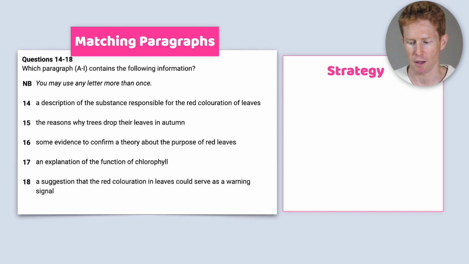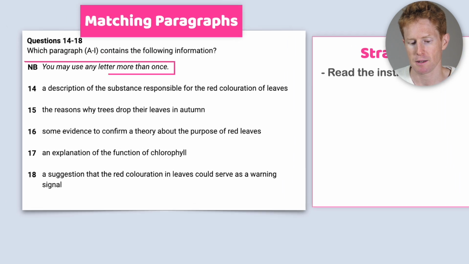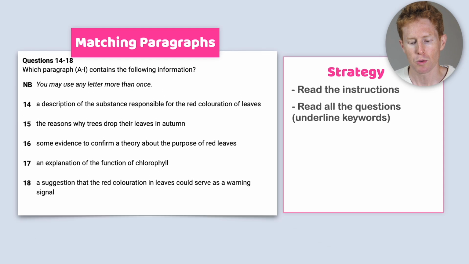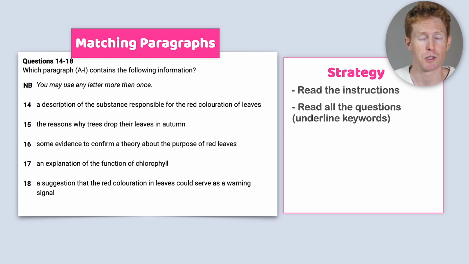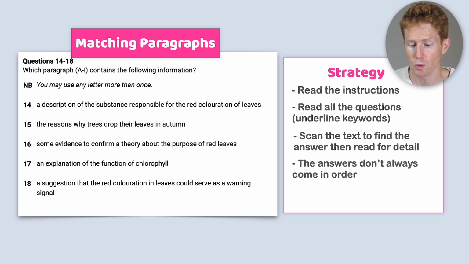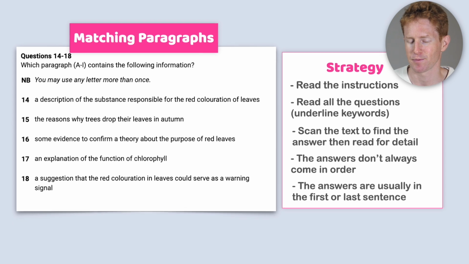So what's our strategy going to be? Well, first of all, we should read the instructions, particularly this part. You may use any letter more than once. So for example, paragraph A might be the answer for 2 questions, 14 and 15 or 14 and 16, for example. We're going to read all the questions and underline keywords. We'll do that together. We're going to scan the text to find the answer, then read for detail. Remember, the answers don't always come in order, and the answers are usually in the first or last sentence of the paragraph. So remember that.